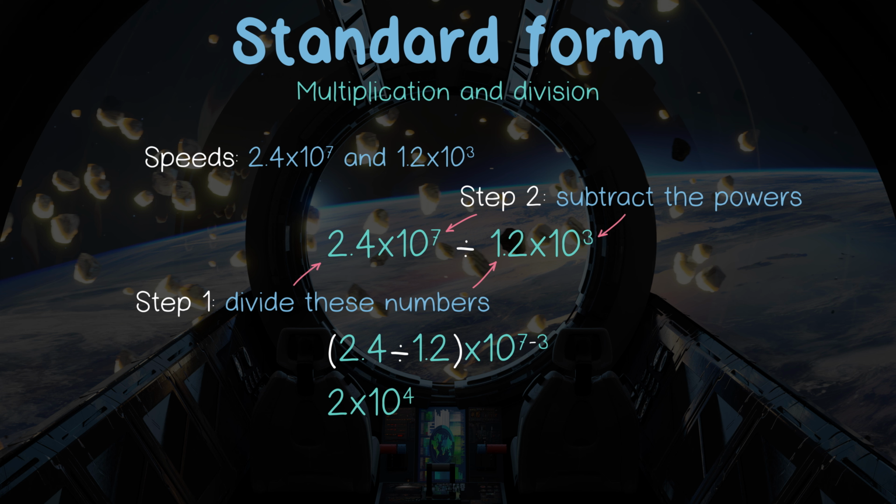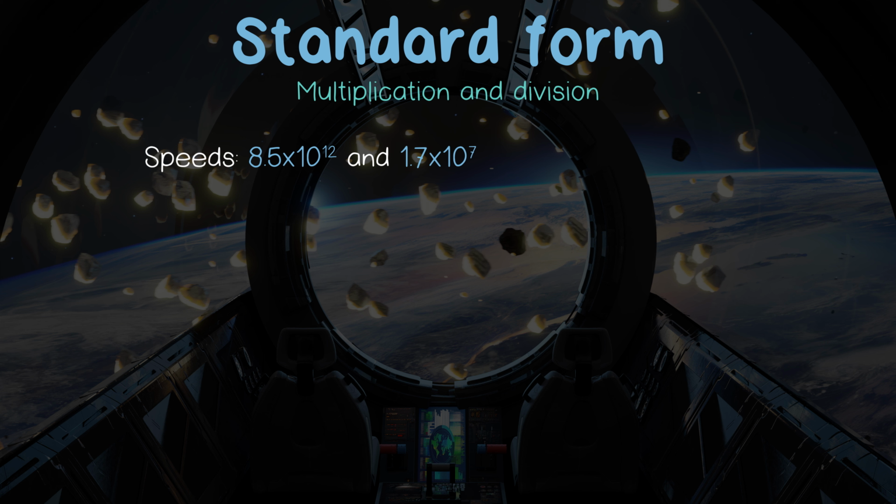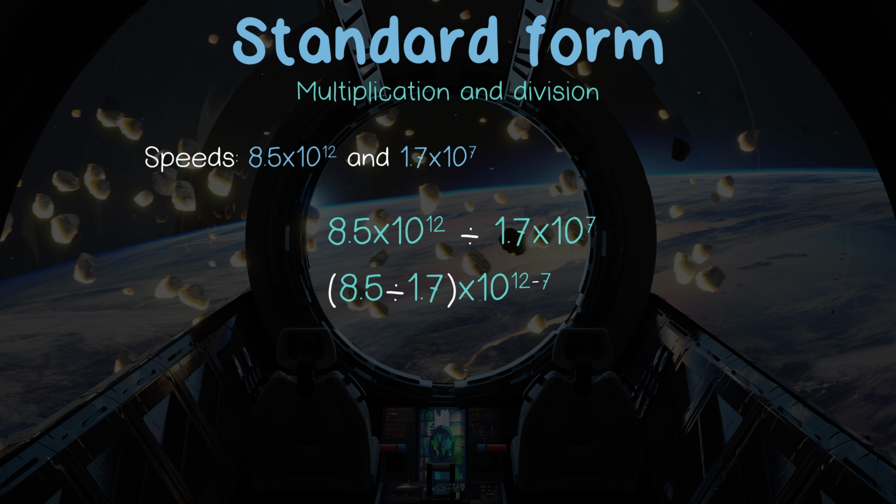Finally, we perform our check. We check if our number is in standard form, and if it is, we're done. Our final practice question. 8.5 times 10 to the 12 divided by 1.7 times 10 to the 7. 8.5 divided by 1.7 is 5, and then 12 minus 7 is 5, so 5 times 10 to the 5.